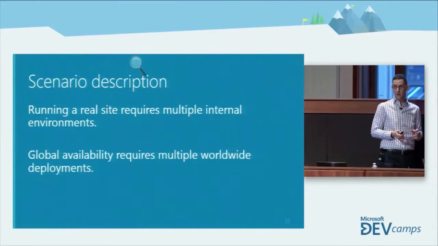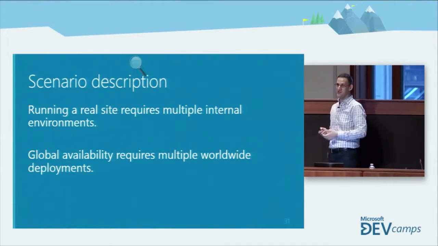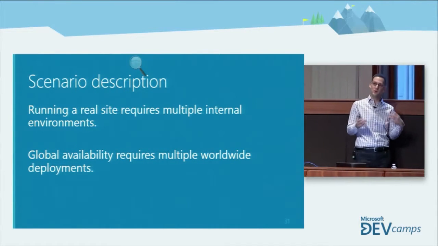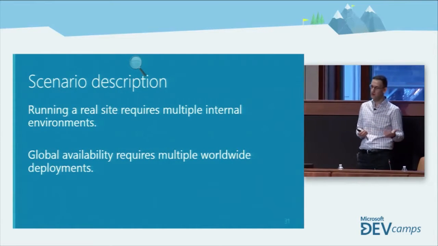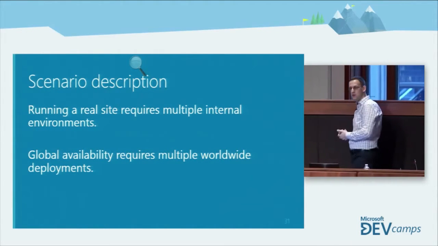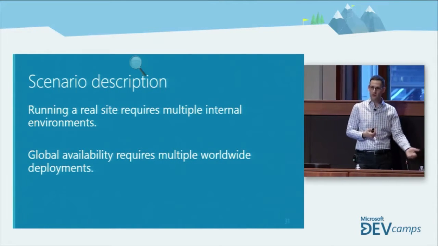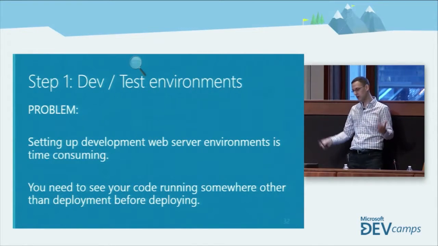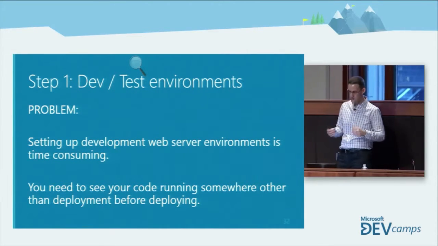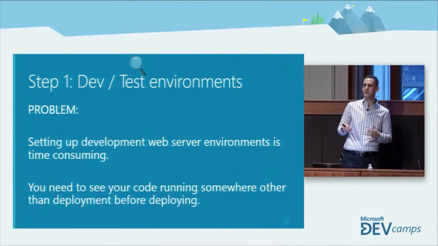So let's talk about environments now. Running a real site requires multiple environments, as we were just saying. Global availability also requires multiple worldwide deployments. We've been talking about really just doing deployments to a single location. But if you want geo-redundancy, if you want 5 nines uptime, if you want disaster recovery, you're going to need to be able to do this at scale on a number of locations.